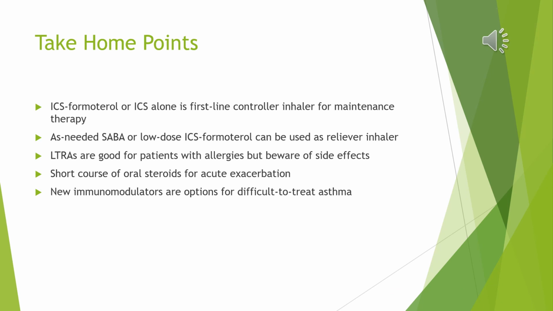We have discussed a lot of different medication classes as well as products, so let's wrap up with some take-home points. Inhaled corticosteroids, or ICS, are the first-line controller inhaler for maintenance therapy. As-needed short-acting beta agonist or low-dose inhaled corticosteroid Formoterol can be used as a reliever inhaler. Leukotriene receptor antagonists are good for patients with allergies, but beware of side effects. A short course of oral steroids can be used for acute exacerbation. And new immunomodulators are options for difficult-to-treat asthma.